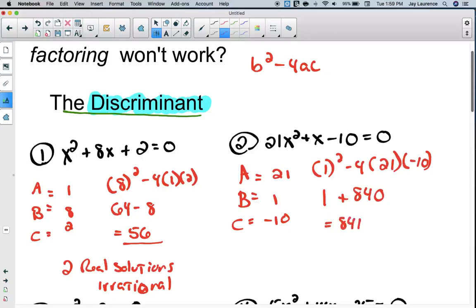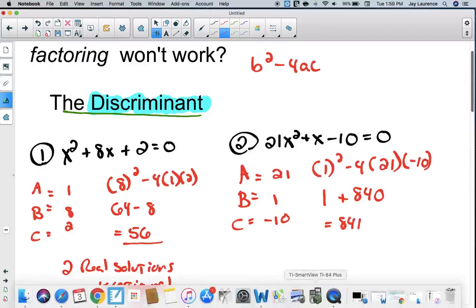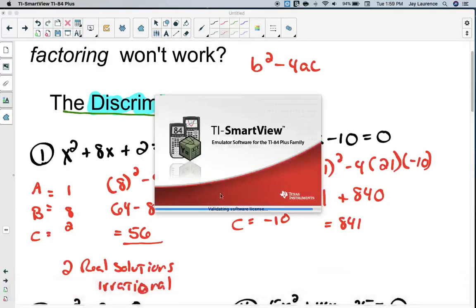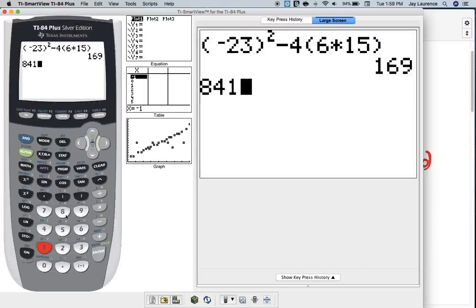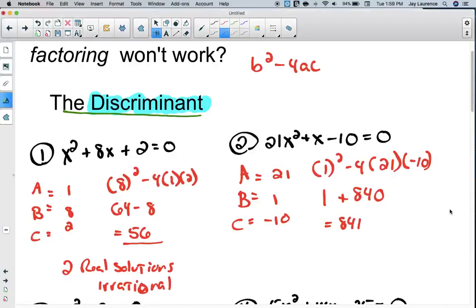Off the top of my head, I don't know if that's a perfect square, but let's check it out. Let's open up my graphing calculator. I've got a feeling it's a perfect square. Let's do 841, and we'll raise it to the 1/2 power, because that's the same as taking the square root. And 29, there you go. It's a perfect square. So this is factorable, the expression.